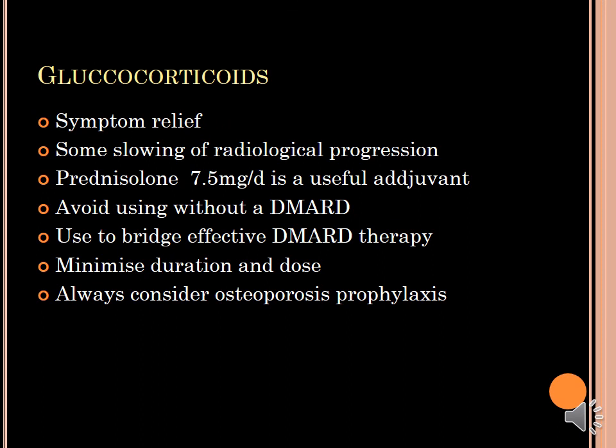Glucocorticoids provide symptomatic relief. They serve as a bridge when our immunosuppressive drugs or DMARDs take time to act. So meanwhile, we give steroids for a few weeks to suppress inflammation. The typical dose is 7.5 milligrams per day of prednisolone. Avoid using it without a DMARD. Steroids alone should not be used. They should only be used as bridge therapy.